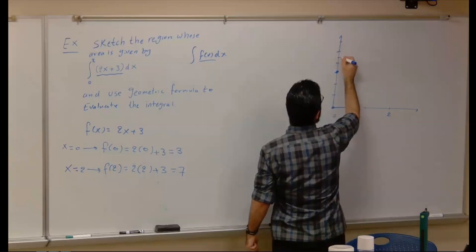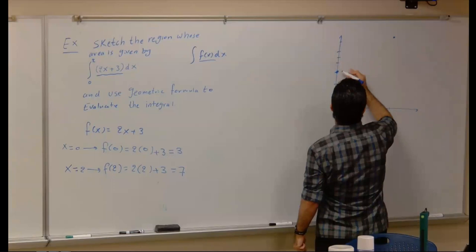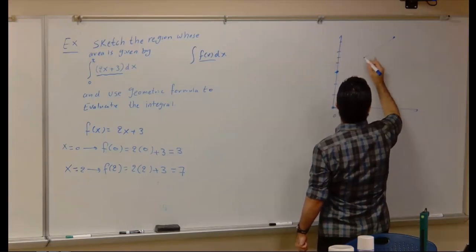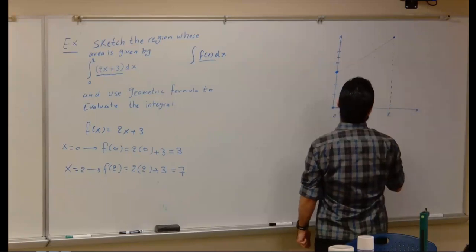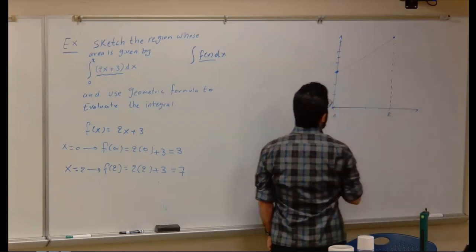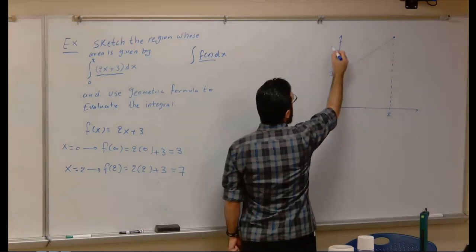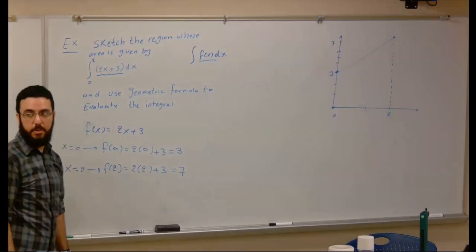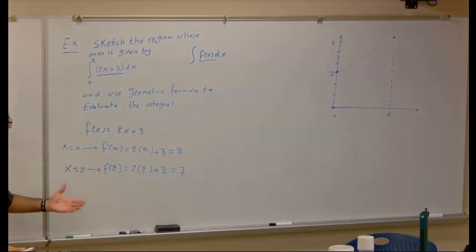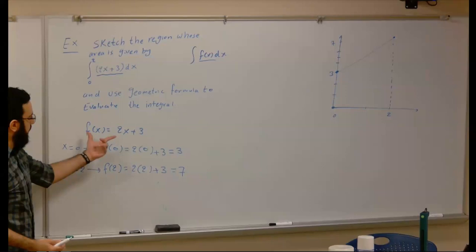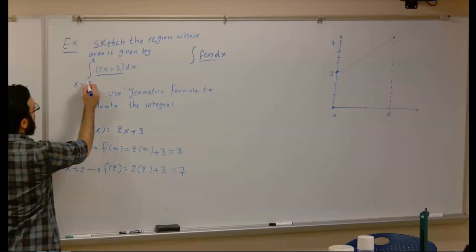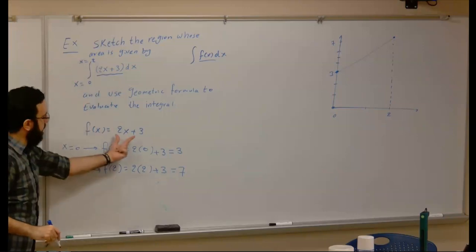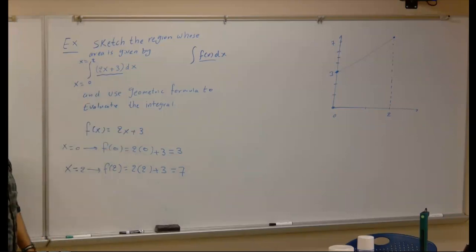Let's do it here. Here's the area. So here's a 3, and here's 7. So now this is my graph. You see, I have to learn how to graph it. I took the function, here's the boundary, which is x equals 0 and x equals 2. Here's my boundary, here's my function. Now I can graph it.